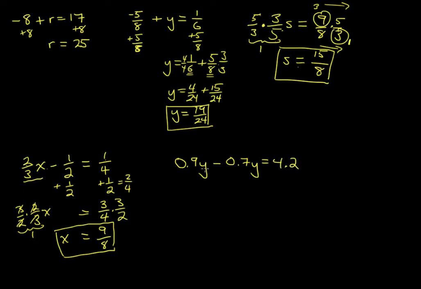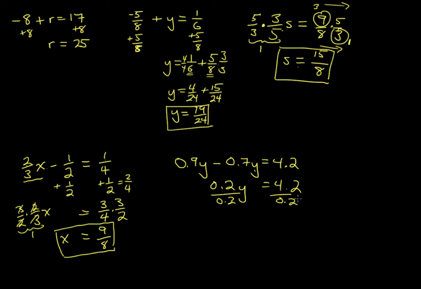Well, you'll notice that we've got a number times y minus another number times y. I've got 9/10 of a y and 7/10 of a y. Take 9/10 minus 7/10, so I can subtract those two coefficients and combine these like terms. 0.9 minus 0.7, that's 0.2y equals 4.2. And now I can divide by 0.2.